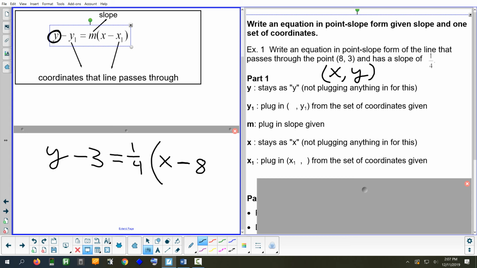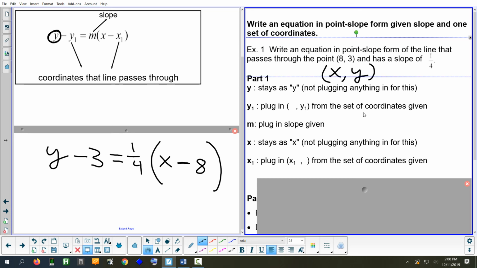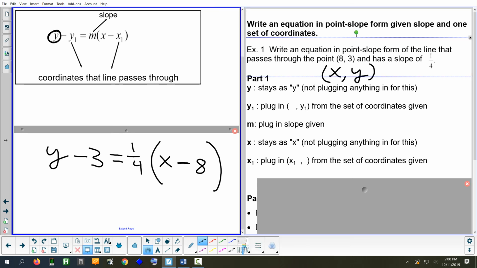Now, I'm not quite done. There's one more thing I have to do. What am I missing? I'm missing the other parenthesis. What you guys just wrote right here is called an equation in point-slope form. You don't have to find the intercept. You just use the 8, the 3, and the 1/4. You just have to put the 8, the 3, and the 1/4 in the right spots. That's it.